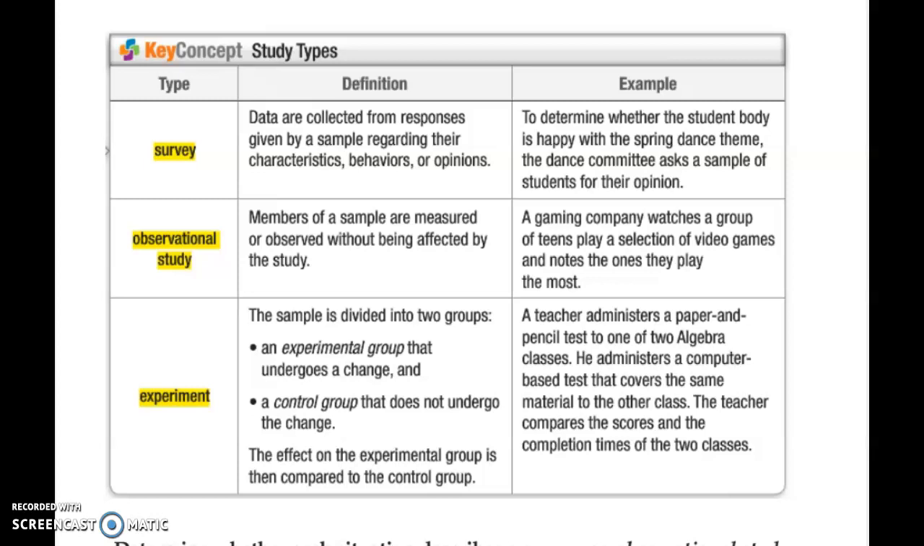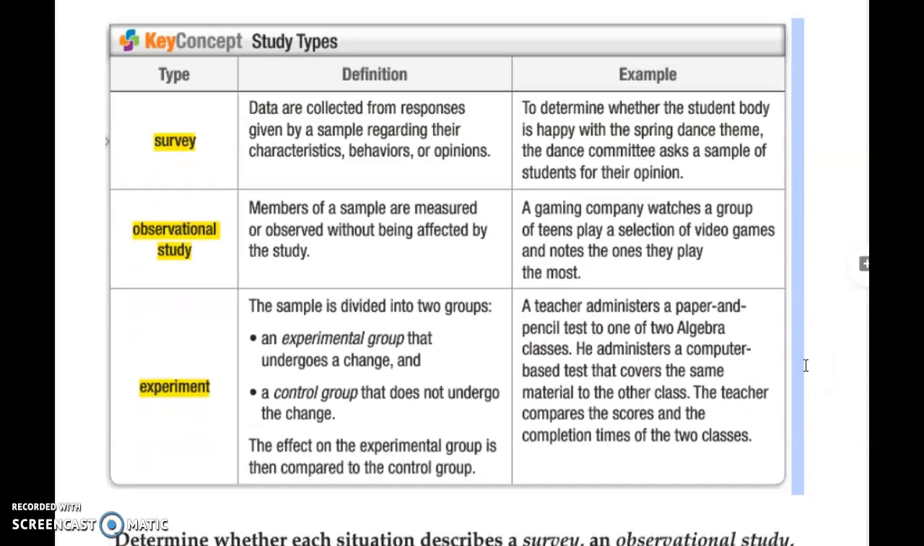And then an experiment is where I will be having two, maybe three or four groups, and I will be making one specific change to each group. Again, I really like the example they use, where a teacher administers a paper and pencil test, like what most of us are used to doing, and then another class gets a computerized test. Same questions, same everything, but it's on a computer instead, and then compare the scores and completion times of the two classes. So survey, direct question and an answer. Experiment, I am doing things on purpose and specifically changing something on the two groups. Observation, I just sit back and watch.